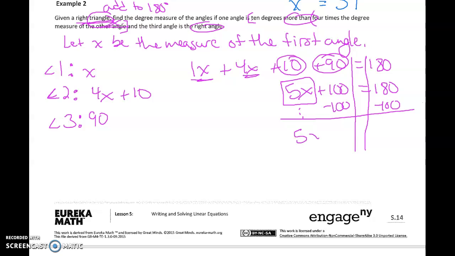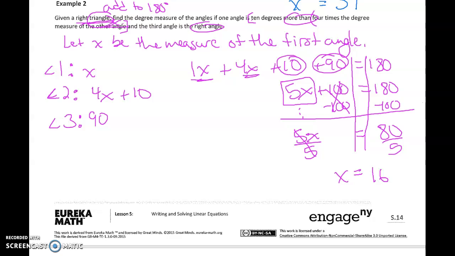I bring down my 5x. I double check to make sure that gives me 0. 180 minus 100, or plus a negative 100, is just 80. And now we're left with 5 times what number equals 80? Well, since this is multiplying, I can divide. I'm going to divide 5 by 5, which is 1x, and 80 divided by 5, because whatever we do to one side, we have to do to the other. 80 divided by 5 is 16.